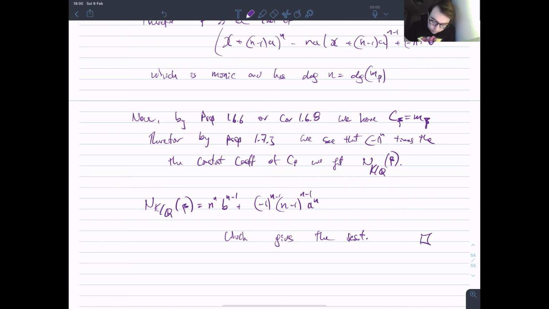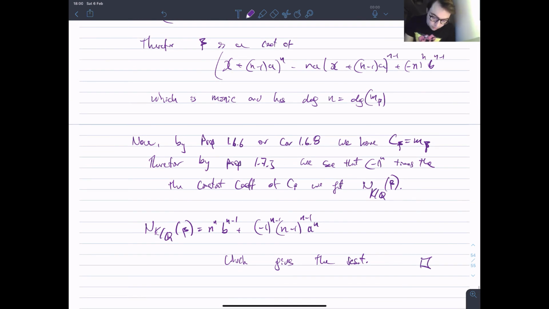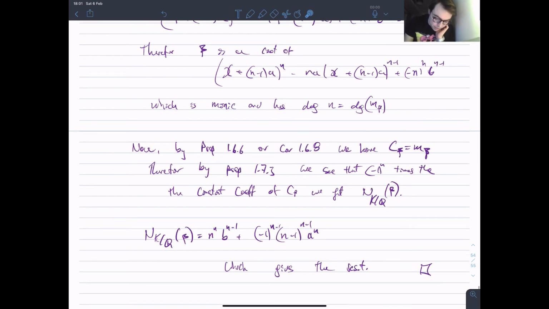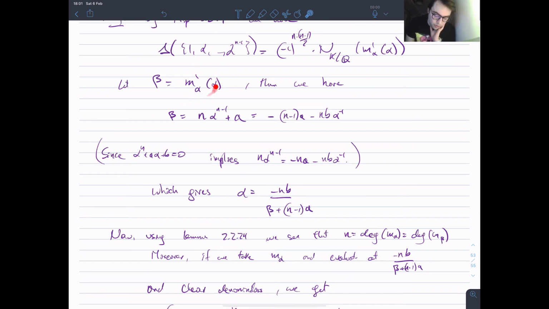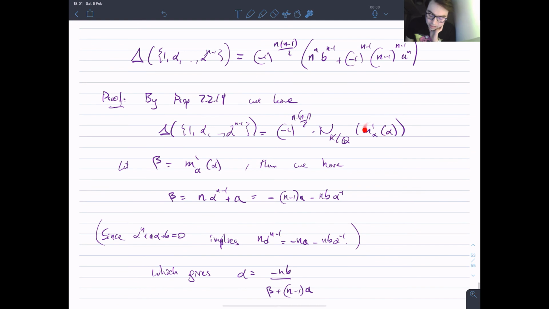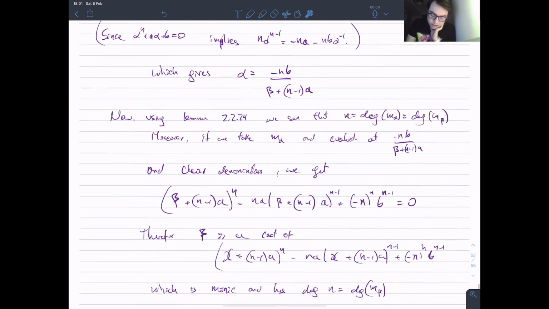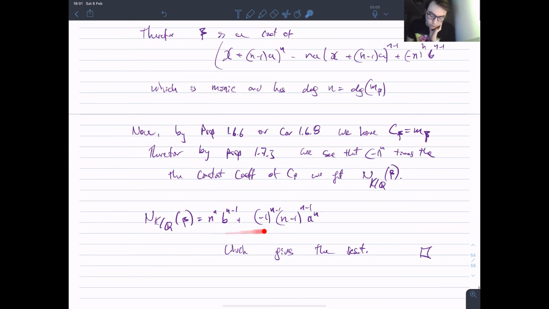And we're done. Great. So yeah, it's not clear. This is what you get from the constant coefficient of all of this stuff once you plug it all in. And remember, beta was defined to be the derivative of the minimal polynomial of alpha evaluated at alpha, which is exactly the norm. Yeah, we needed to find the norm of beta because this is the term that we wanted to figure out. And by doing all of this rearranging and clever manipulation, we figured out what the norm of beta is. And so this gives us the result.